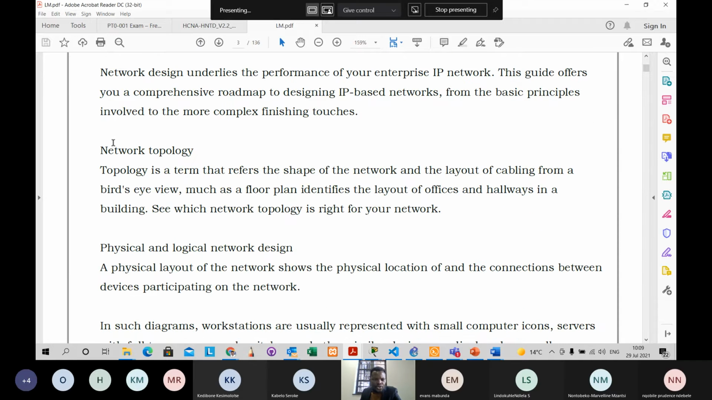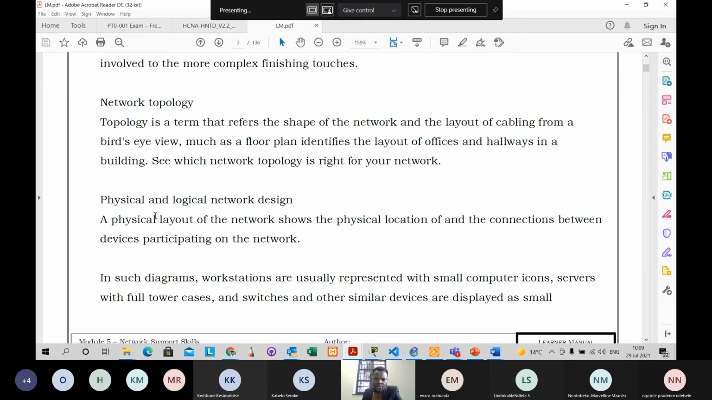So here it is, network topology, right? Topology is a term that refers to the shape of the network and the layout of cabling from a bird's eye view, much as a floor plan identifies the layout. So just know that topology is the laying down of your network, how you're designing your network, right? How your network looks like. So that's just a topology. And then we have what we call the physical and the logical topology.